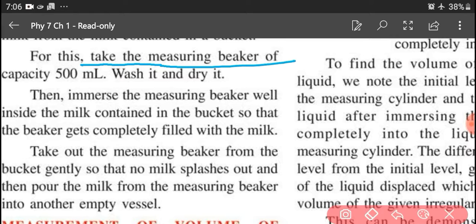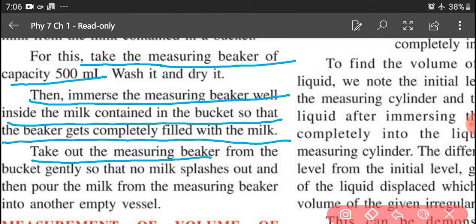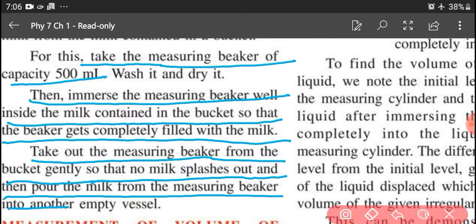Take the measuring beaker of capacity 500 ml. Immerse the measuring beaker well inside the milk contained in the bucket so that the beaker gets completely filled with the milk. Take out the measuring beaker from the bucket gently so that no milk splashes out. And then pour the milk from the measuring beaker into another empty vessel.